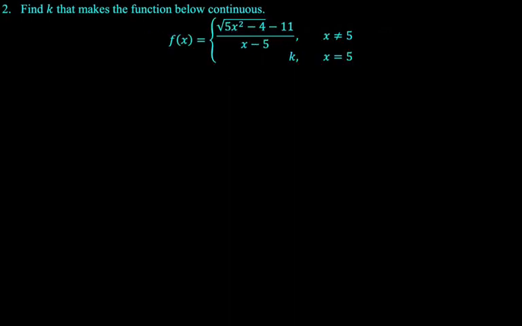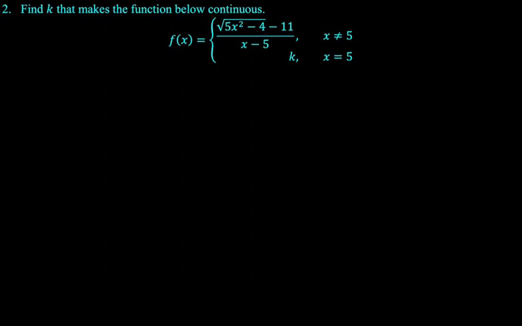All right, new problem. Find k that makes the function below continuous. So we have f of x is the square root of 5x squared minus 4, then minus 11, all over x minus 5 when x is not 5, and then just k when x is 5.